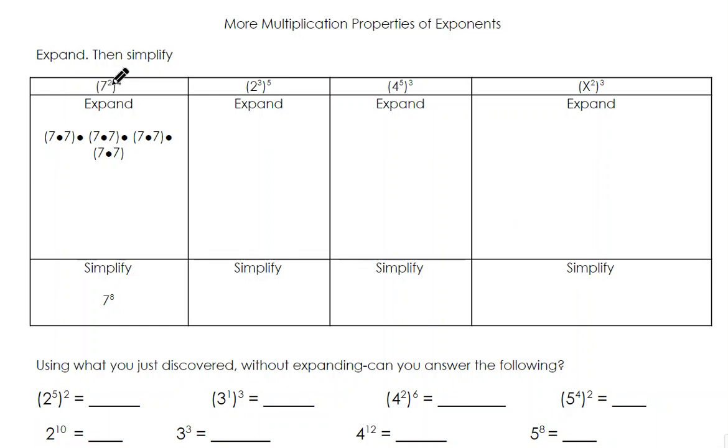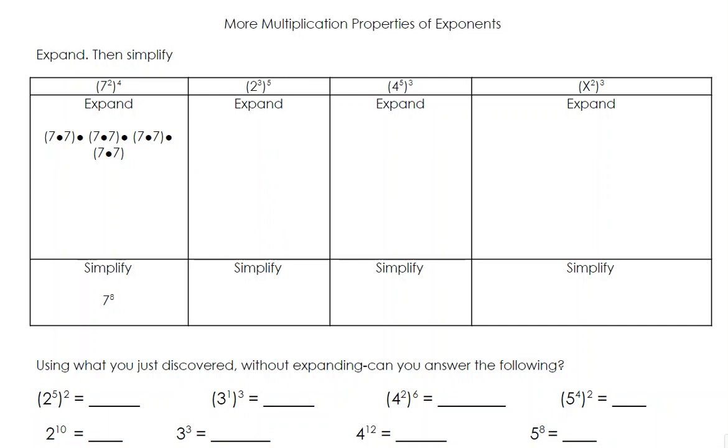All right, so 7 squared. 7 squared means 7 times 7, right? But 7 squared raised to the 4th power means that 7 squared is happening 4 times. 1, 2, 3, 4, right? So how many sevens do I have? I have 8 sevens. 1, 2, 3, 4, 5, 6, 7, 8, right?